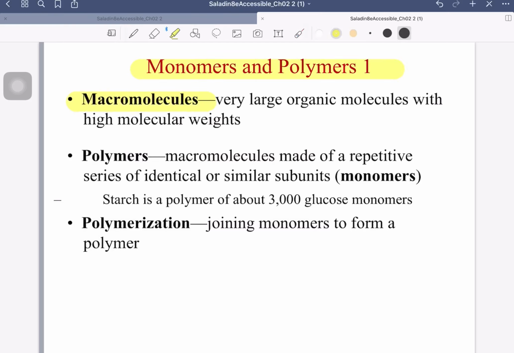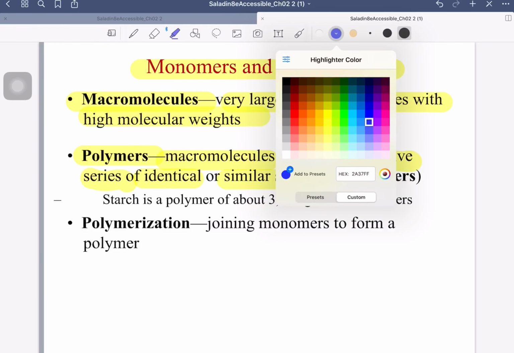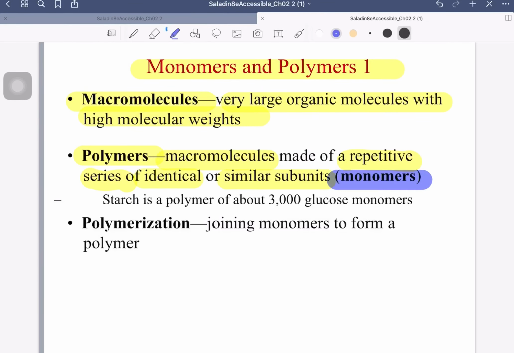Now macromolecules, macro means large. They're very large organic molecules, and because they're large, they tend to have a very large molecular weight. Poly means many. So polymers are macromolecules made of repetitive series of identical or similar subunits, and we'll call those monomers. Right, so we'll talk a bit more about what a monomer is, such as starch. Starch is a polymer made of about 3,000 glucose molecules or monomers.